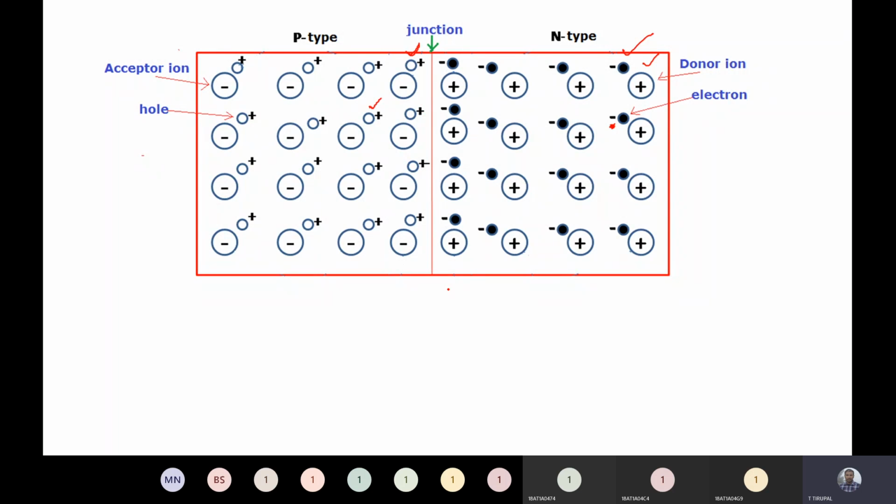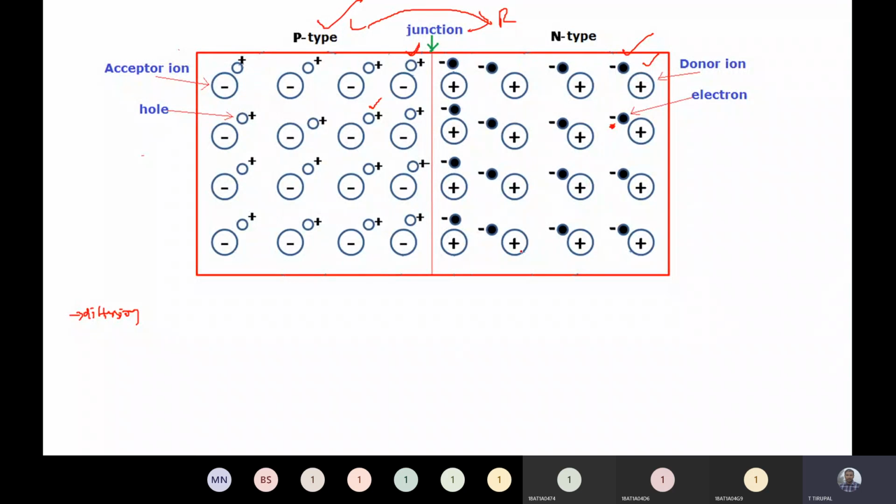Now see here what happens due to diffusion. First point is due to diffusion. Because all are positively charged particles here in the P-type, due to diffusion they will collide with one another, and they will move from higher concentration to lower concentration. Lower concentration is present towards this side. So they will move from left side towards right side, right? The holes will move from left side to right side.